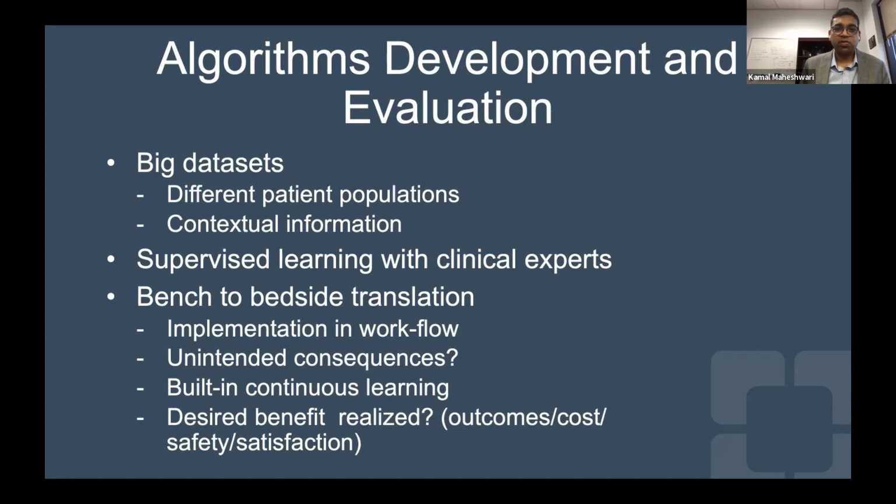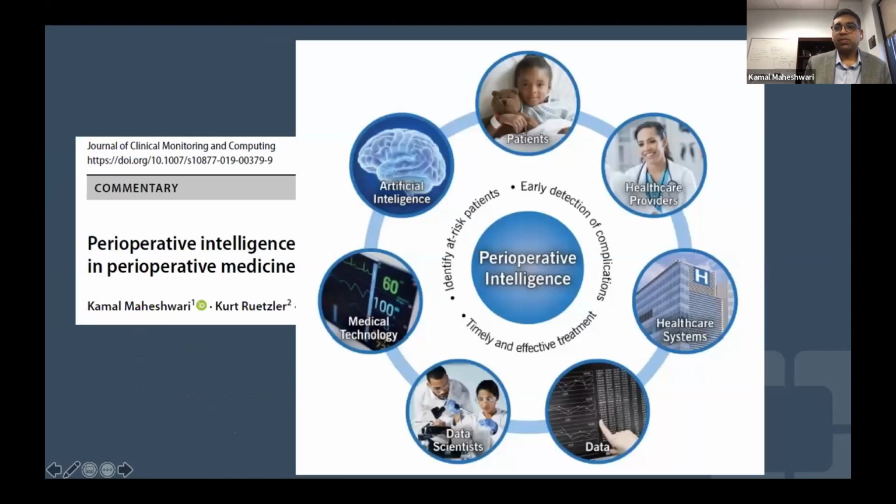So I think there's a lot of work on bench to bedside translation which is going to happen, should happen, and we have done some work and we'll talk about it. So you start with the right clinical questions, a good data set, supervised learning and contextual information with experts, and then you ask how it's going to be implemented. We have focused on that, because the work otherwise becomes so huge that you say, AI in healthcare, oh my God, what's going to happen? But at least we have defined 3 core areas.